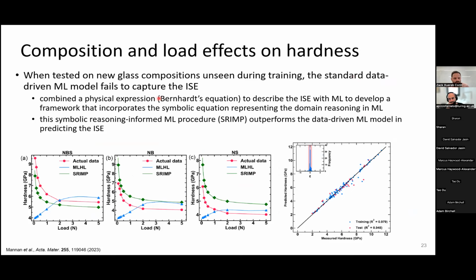So the typical way in glass science, and the first approaches with machine learning, is that you have the glass composition as input, so that would be the concentration of the different oxide components, and then you have the measured property here as the output, and here the input could also be this load here.